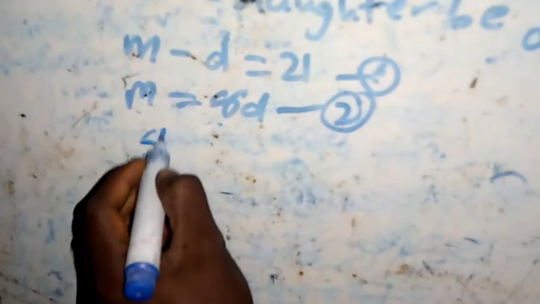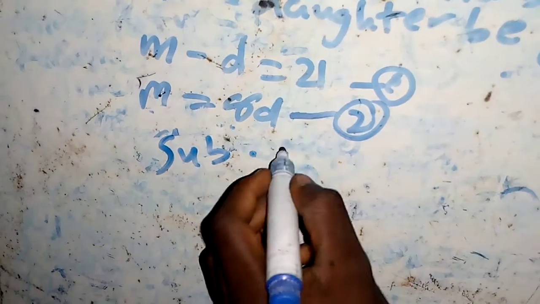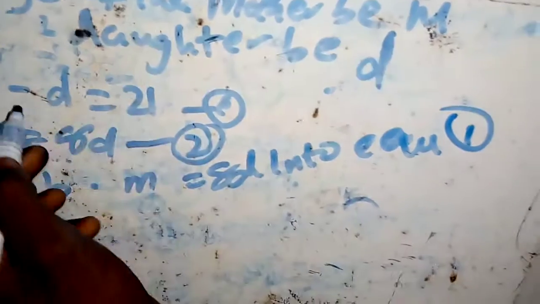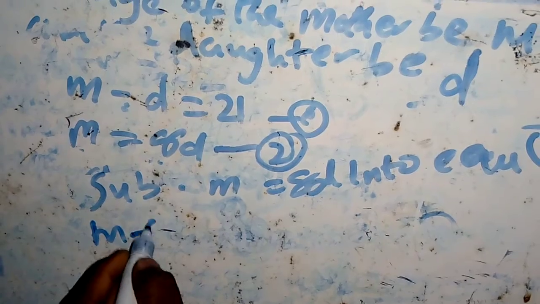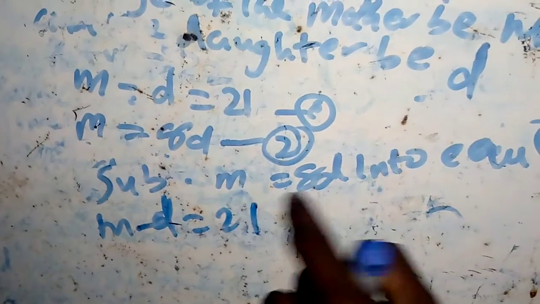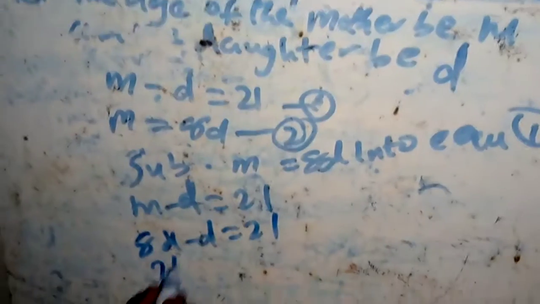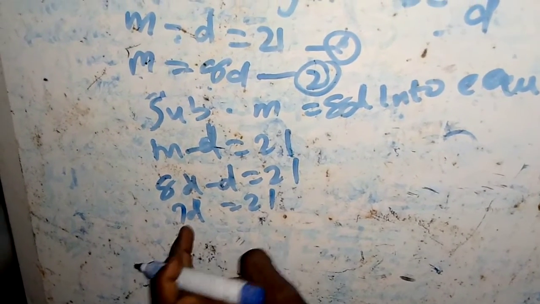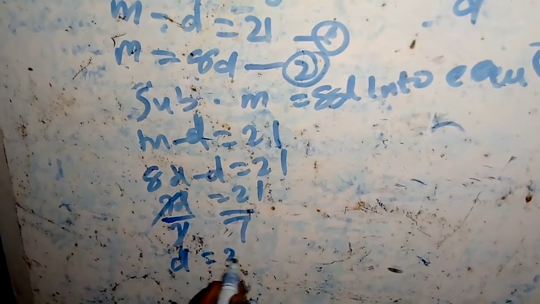So when you substitute m equals 8d into equation 1, which is m minus d equals 21, instead of putting m here, put 8d. So 8d minus d equals 21, that's 7d equals 21. Divide both sides by 7 because it's the coefficient of d. So 7 over 7, 7 cancels 7. d equals 3.